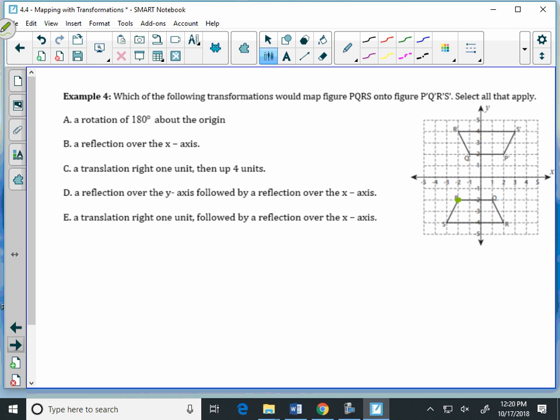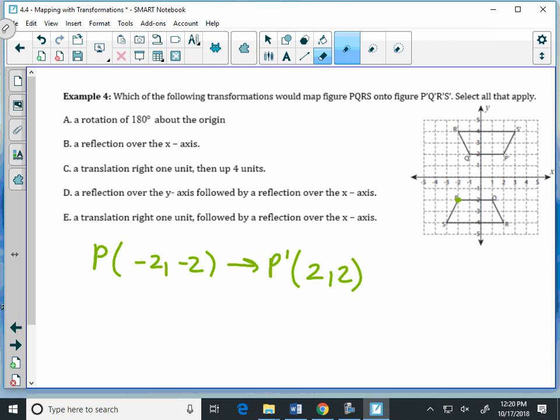So again, pick a point. P is -2, -2. Do we do a 180 degree rotation? Do we flip our point at all? No. What happens to the signs of both? They switch. So P prime is going to become 2, 2. Did P map up with P prime? Yep. So check the other one.